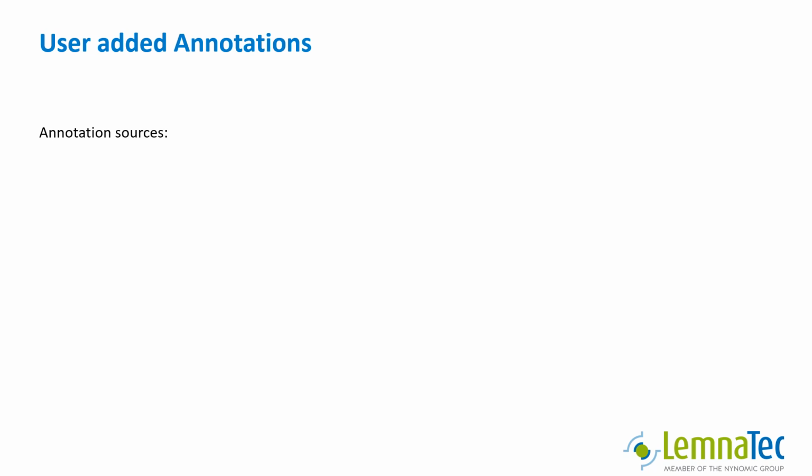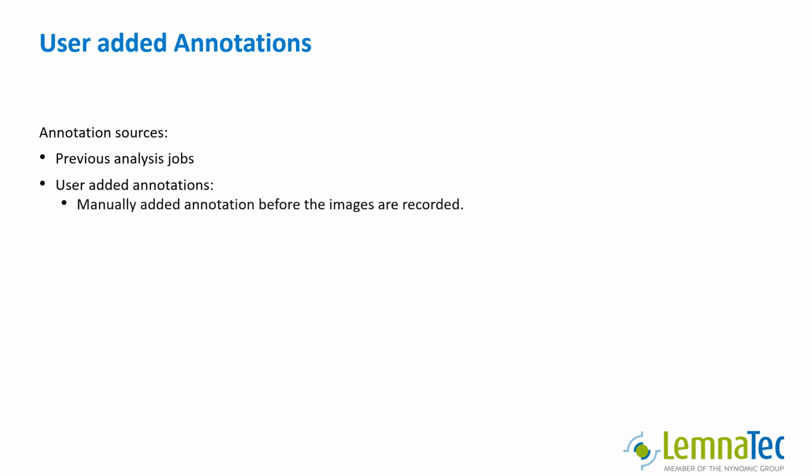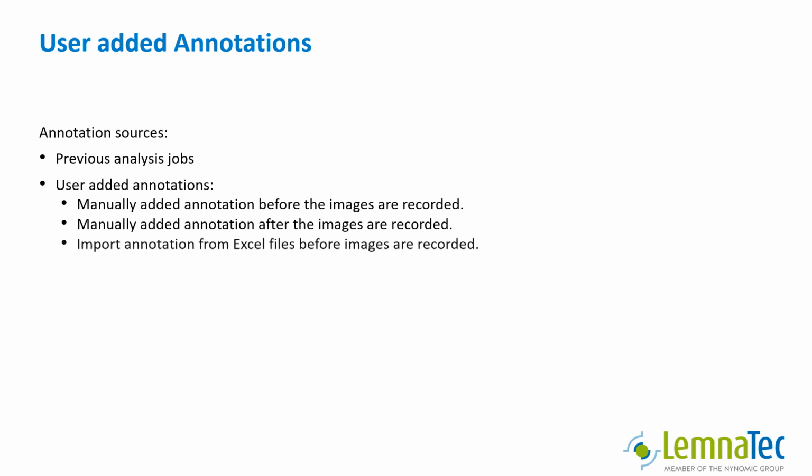I just said we add annotations automatically only if the snapshot has not been annotated before. This could be a previous analysis that has annotated this snapshot, or you, the user, have added them. There are 4 ways to do this. You enter sample annotations manually in LemnaExperiment before or after you have recorded images. More on this in class 5. You import sample annotations from Excel files prior to starting the experiment. Again, more on this in class 5. You import sample annotations from Excel files after you have recorded the images.